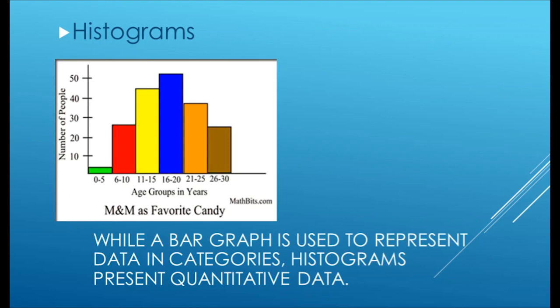Histograms, while they look like a bar graph, which are used in categories, histograms represent quantitative data. So in this case, there's bins or there's intervals. What you want to make sure you notice in this graph here are the intervals. In this case, they go from 1 to 5, or they go from 6 to 10, 11 to 15, 16 to 20, 21 to 25, 26 to 30. The intervals are always consistent and not really skipping around. They're going in order.